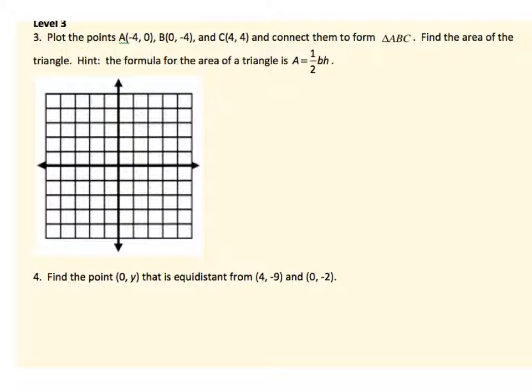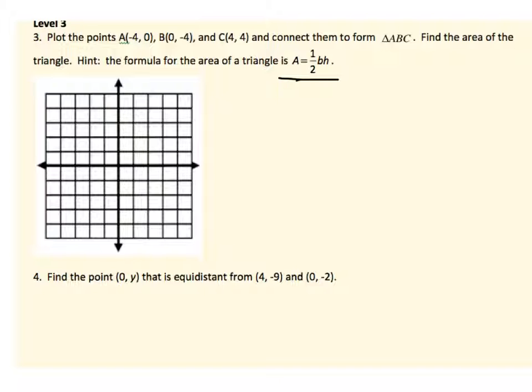Okay, so level threes, kind of in context here and just maybe a little bit more difficult. It says plot the points A (-4, 0), B (0, -4), and C (4, 4), and connect them to form triangle ABC. Find the area of the triangle. The formula for the area of a triangle is 1/2 base times height, which we talked about last objective, but it's there for you to remember anyway.